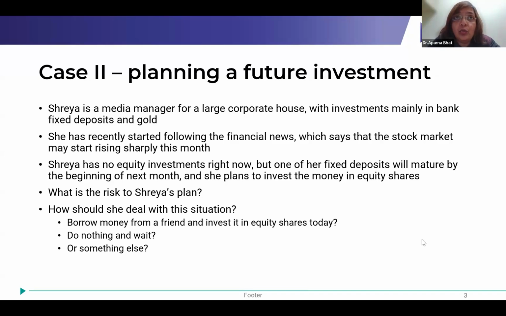So she has no surplus money today. She has no spare cash today. But by the end of the month, she is going to receive some money because one of her FDs is going to mature. So she plans to start investing from the end of this month. Now, what is the risk to her plan? Can you think of it? What can go wrong with this plan?